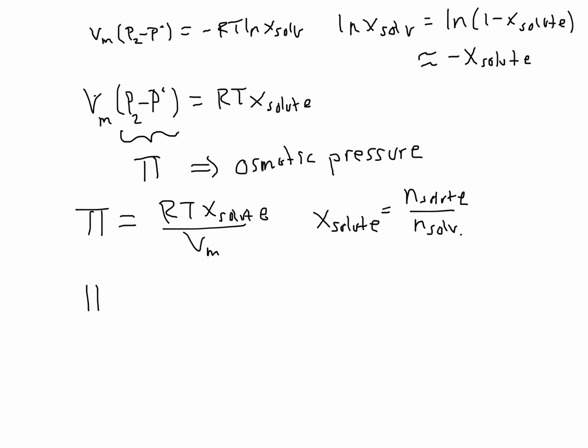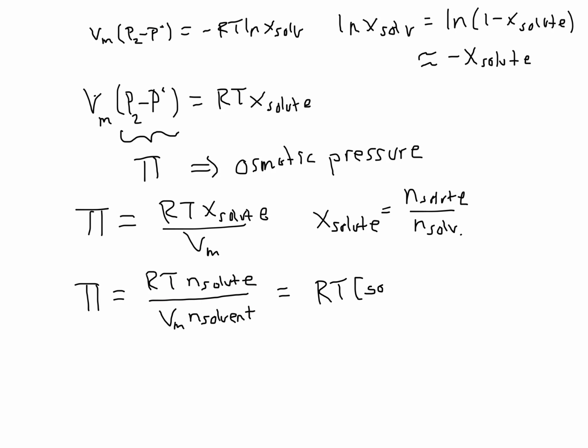Making this substitution, the osmotic pressure is equal to RT times the number of moles of the solute divided by the molar volume of the solvent times the number of moles of the solvent. But the molar volume of the solvent times the number of moles of solvent is just the volume of the solvent. And the number of moles of solute divided by the volume of solvent is the concentration in moles per liter of the solute. And so we can write that the osmotic pressure is equal to RT times the concentration of the solute in solution. And that is our final expression for the osmotic pressure.